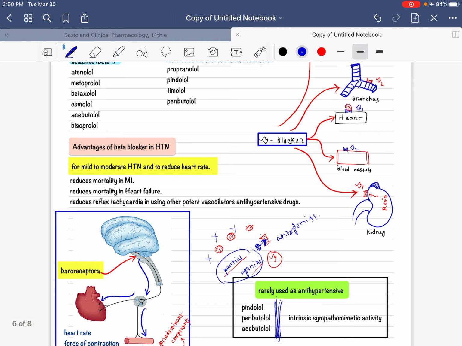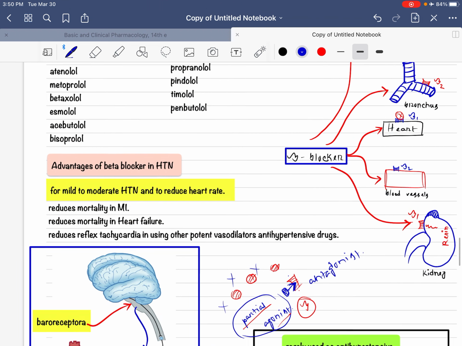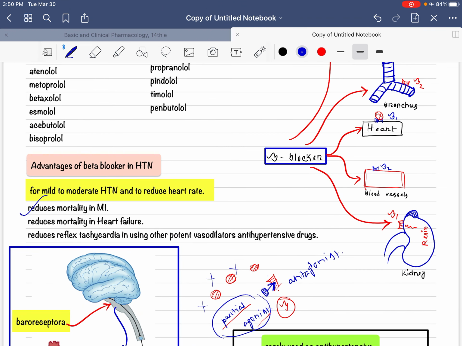And so these are the contraindications, and the advantage of beta blocker drugs is that they reduce the mortality of myocardial infarction. How does it do this? Because if we block the beta receptor, then the metabolic demand, the oxygen demand of the cardiomyocyte will decrease. That's why the mortality in case of myocardial infarction will decrease.